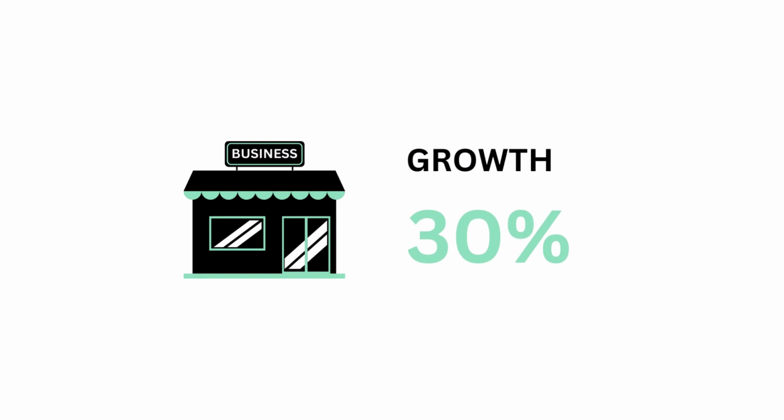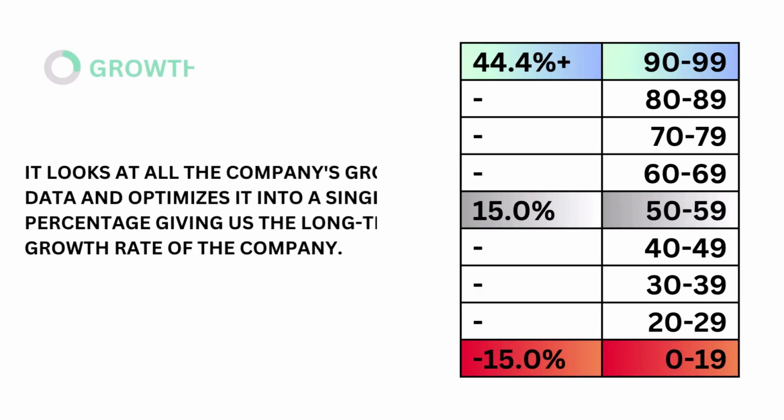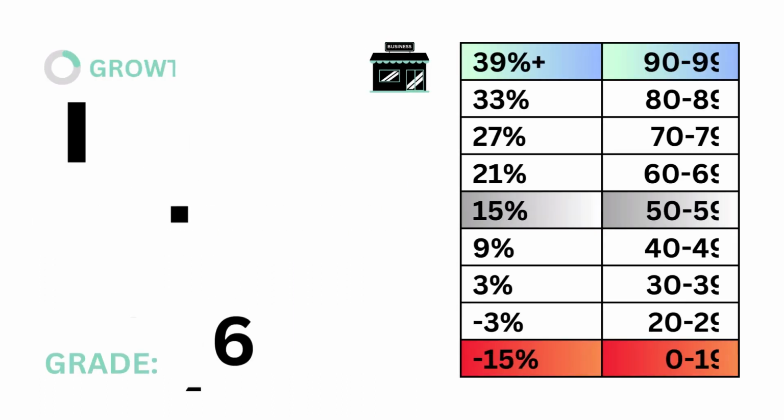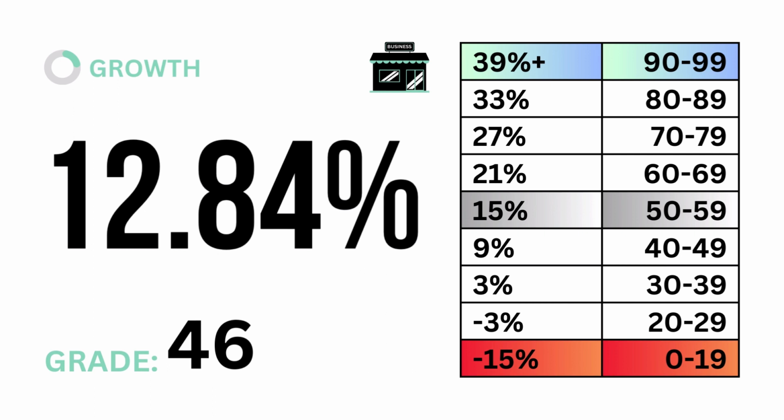First, growth, which accounts for 30% of the business factor. Growth looks at all the company's growth data and optimizes it into a single percentage, giving us the long-term growth rate of the company. The models tell us that a growth rate of 15% is considered average. Here's our long-term growth rate and growth grade.